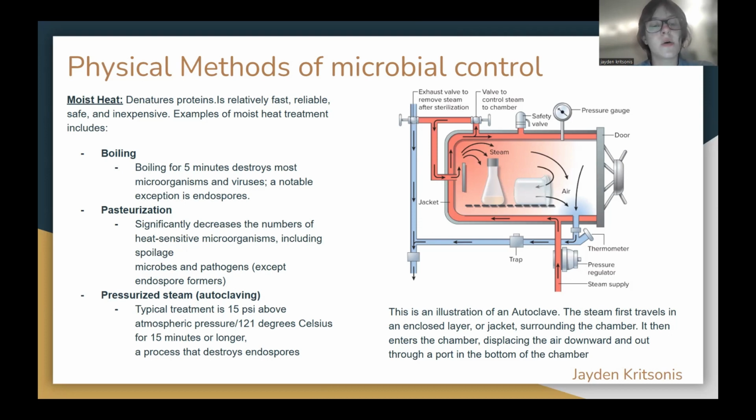Pressurized steam or autoclaving. Typical treatment is 15 psi above atmospheric pressure, 121 degrees Celsius, for 15 minutes or longer, a process that destroys endospores. And then I added an illustration here from the textbook, and it is an illustration of the autoclave. The steam first travels in an enclosed layer or jacket surrounding the chamber and then enters the chamber, displacing the air downward and out through a port in the bottom of the chamber.